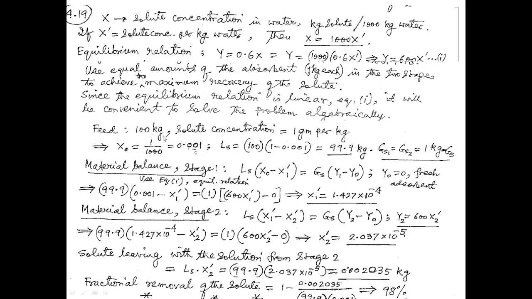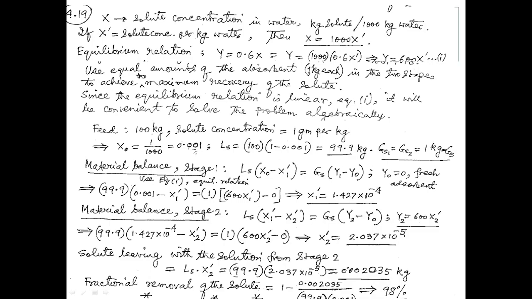0.001. Now what will be LS? LS will be 100 total solution, 1 minus 0.001, equal to 99.9 kg. Okay, so this will be my LS, and GS will be 1 kg because I use the pure absorbent, and that will be my GS1.